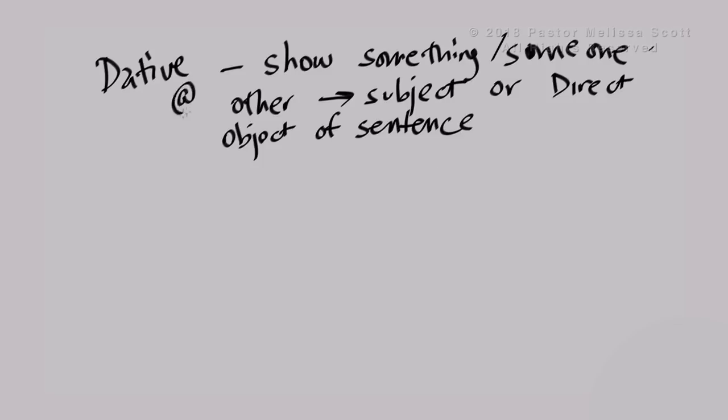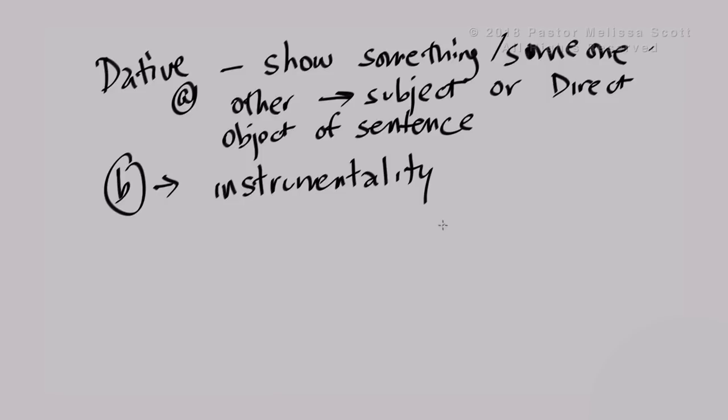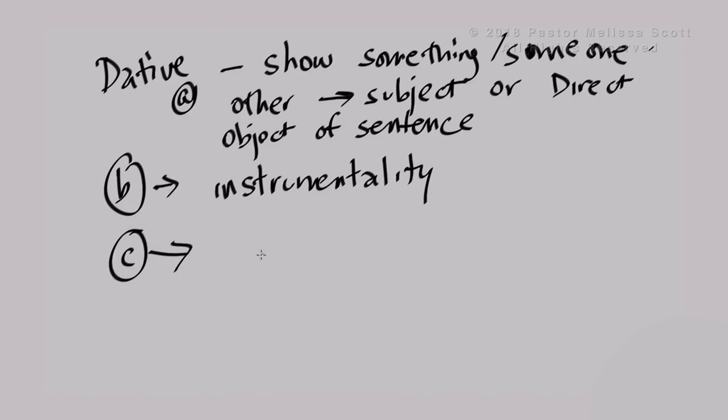We'll put this as A because B, dative can also be used to show instrumentality, the means by which one does or accomplishes something. And C, also used to show place or time. This will have more resonance to us when we get into verbs. This will make more sense.